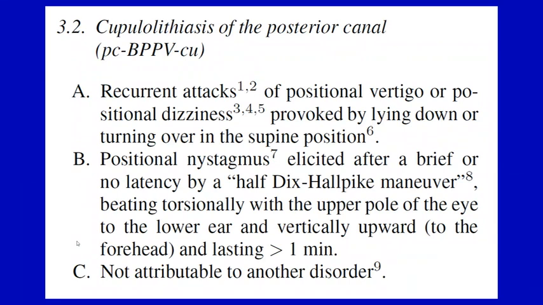Cupulolithiasis of the posterior semicircular canal (BPPV) of the posterior semicircular canal due to cupulolithiasis. Criteria A: recurrent attacks of positional vertigo or positional dizziness provoked by lying down or turning over in the supine position. B: positional nystagmus elicited after brief or no latency by half Dix-Hallpike test. That is a problem because it can be elicited also by the Dix-Hallpike test.